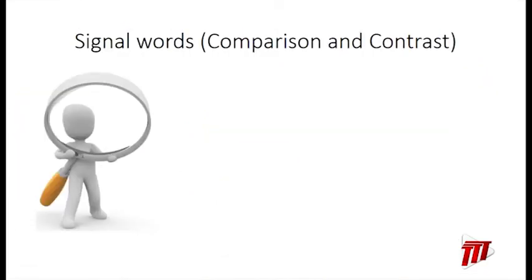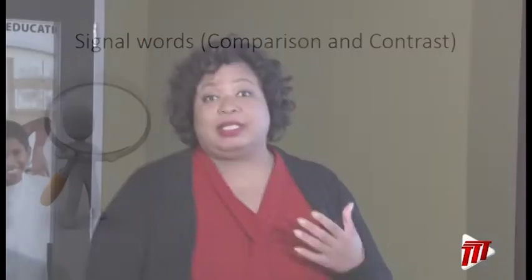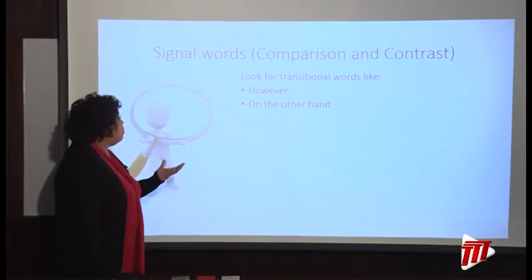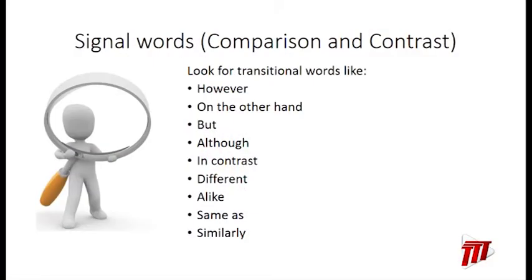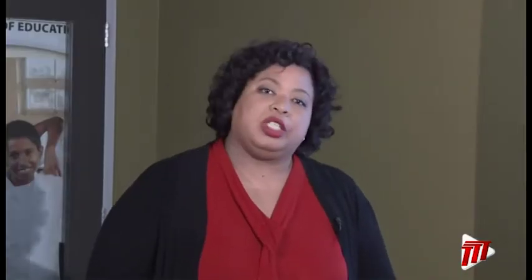So when it comes to comparison and contrast, there are some signal words that you need to be familiar with. One of them: however, on the other hand, but, although, in contrast, different. So all of those before talk about contrast, about difference. These talk about things that are similar. Words like alike, same as, similarly. And of course, you may find some comparative adjectives like smaller or bigger or larger and so on.